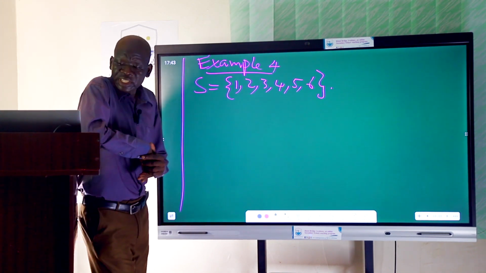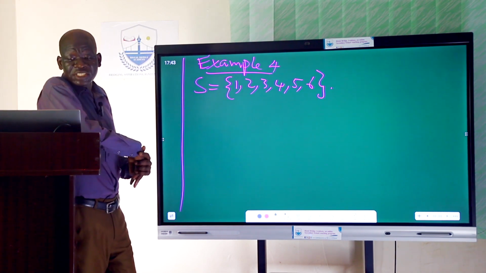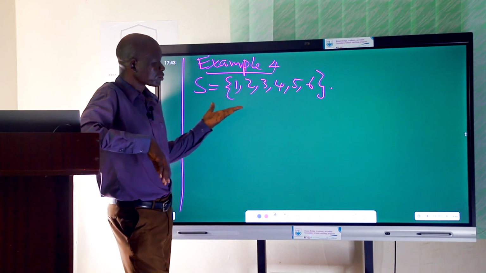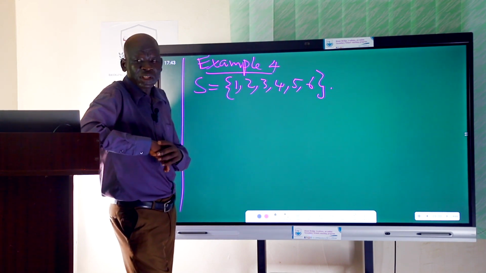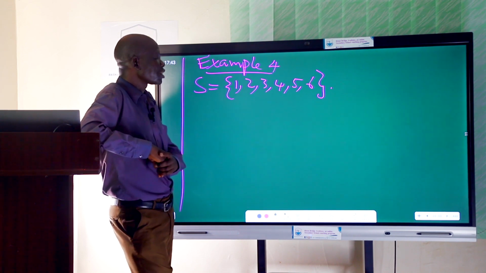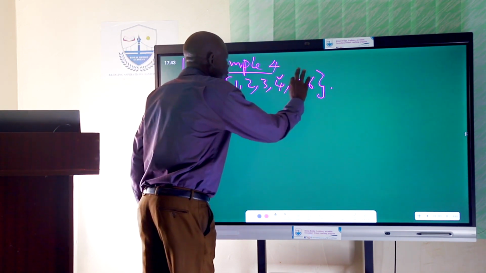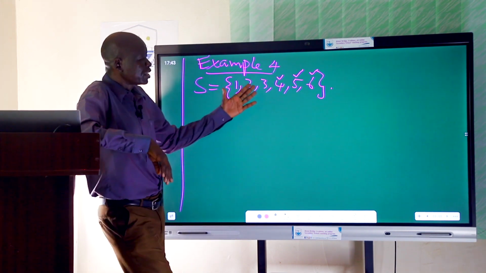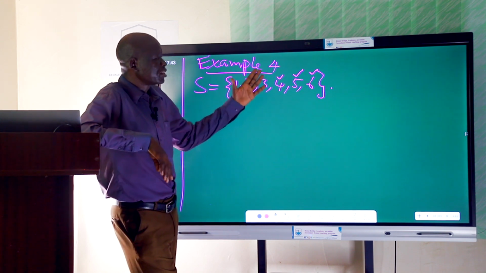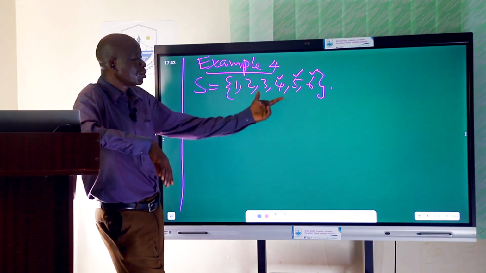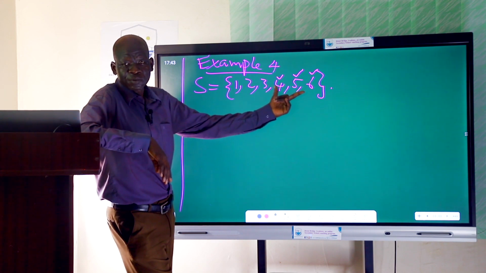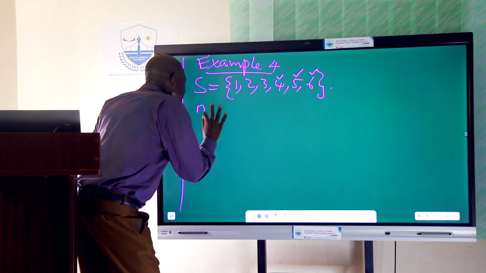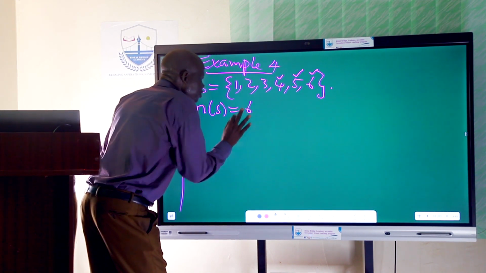Now, they want us to find the probability of getting a number greater than 3. So among these, there are some numbers which are greater than 3. The numbers greater than 3 are 4, 5, and 6. So the probability of getting a number greater than 3 will equal the number of events, which are 3 of them, divided by the sample space, which is equal to 6. So first of all, the number of sample space is equal to 6.